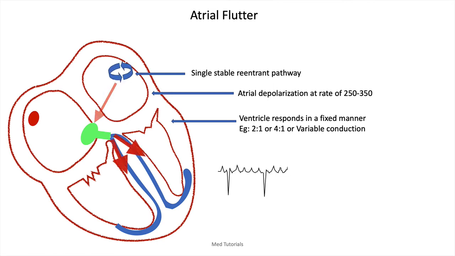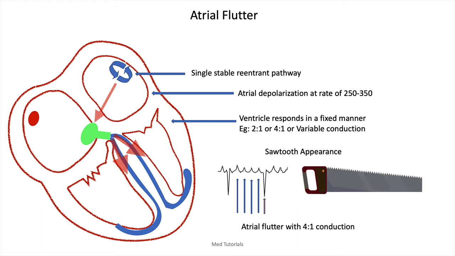Now take a look at this ECG of atrial flutter. You can see that there are 4 P waves, and it's only the 4th one which gets conducted into the ventricle. And this is what we call a 4:1 conduction. Atrial flutter with 4:1 conduction. Now the ECG in atrial flutter has a very characteristic look. It's called a sawtooth appearance. Basically, it's because of the P waves, or the atrial depolarization waves, which appear quite fast, and that gives it the sawtooth appearance.